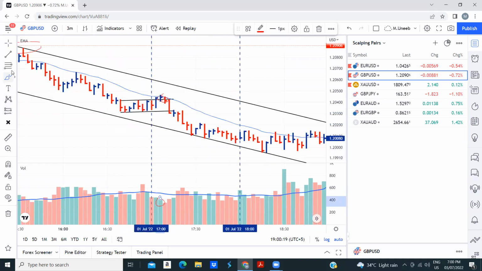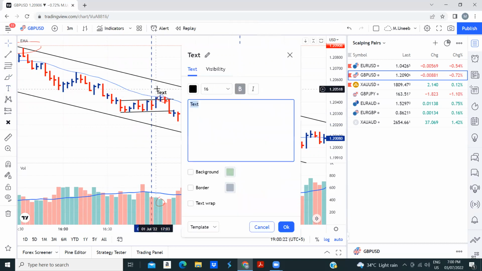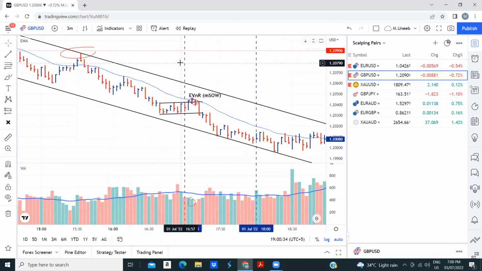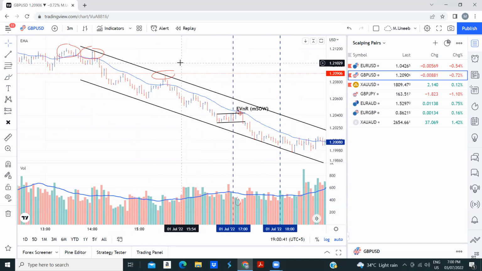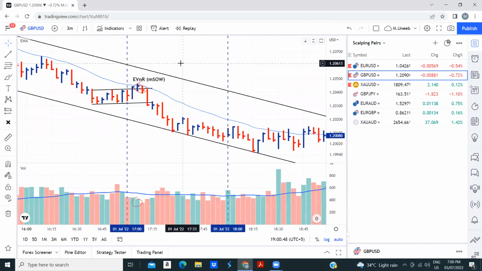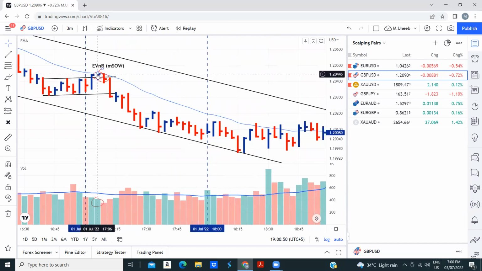Effort versus no result. So here we have an effort versus no result, EVNR, which is a minor sign of weakness, right? But how about the major sign of weakness? What is a major sign of weakness? Can you tell me? Buying climax. So where is the buying climax? Here.